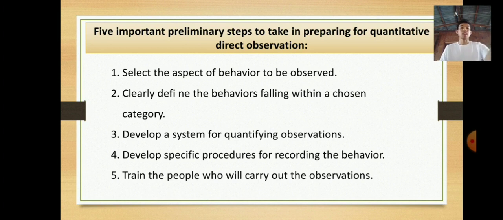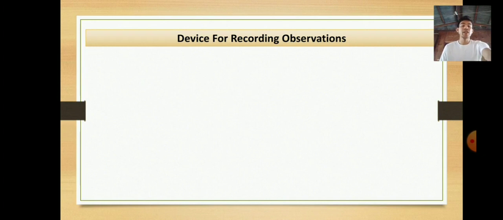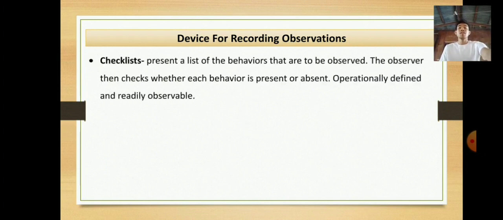So, now, let's proceed to the devices for recording observation. So, meron naman tayong tinatawag na device sa pagre-record. Hindi lang naman yung recording video na sinasabi ko. So, checklist. Present a list of behaviors that are to be observed. The observer then checks whether each behavior is present or absent.